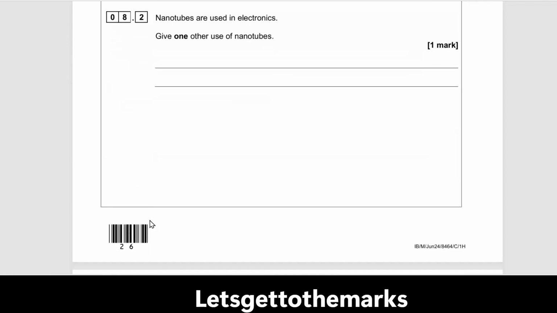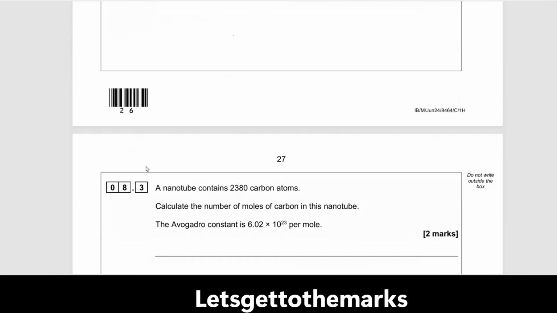Okay, excuse my spelling. 8.2, carbon nanotubes are used in electronics. Give one other use of carbon nanotubes. So they tend to have a high tensile strength. We can say medical, in delivery of medicines, high tensile strength in sports equipment. I believe they use them in sports equipment, like tennis rackets, the handles and the frames. Anyway, I know they use nano cages in medicine. I'm not sure about the nanotubes, but we'll put that there. It's probably on the mark scheme.